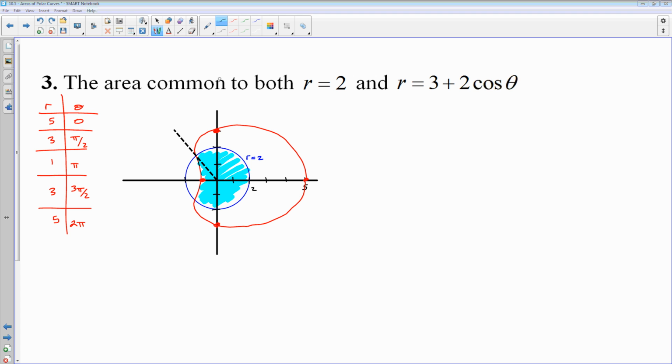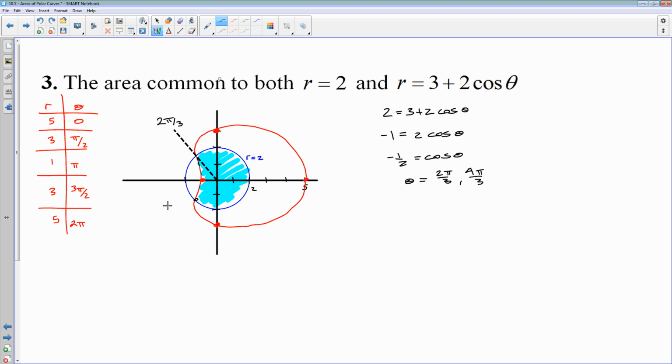Okay, I need them both to have a distance of 2, so 2 equals 3 plus 2 cosine theta. Subtract 3: negative 1 equals 2 cosine theta. Negative 1/2 equals cosine theta. And cosine equals negative 1/2 at, let's think about the unit circle, 2 pi over 3 and 4 pi over 3. And that's pretty consistent with the 2 points. I have one at 2 pi over 3 up here, and then another one at 4 pi over 3.